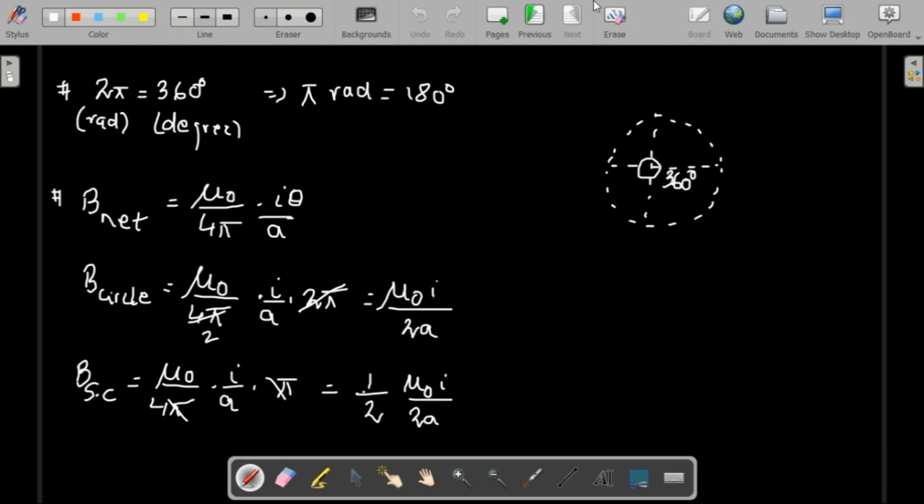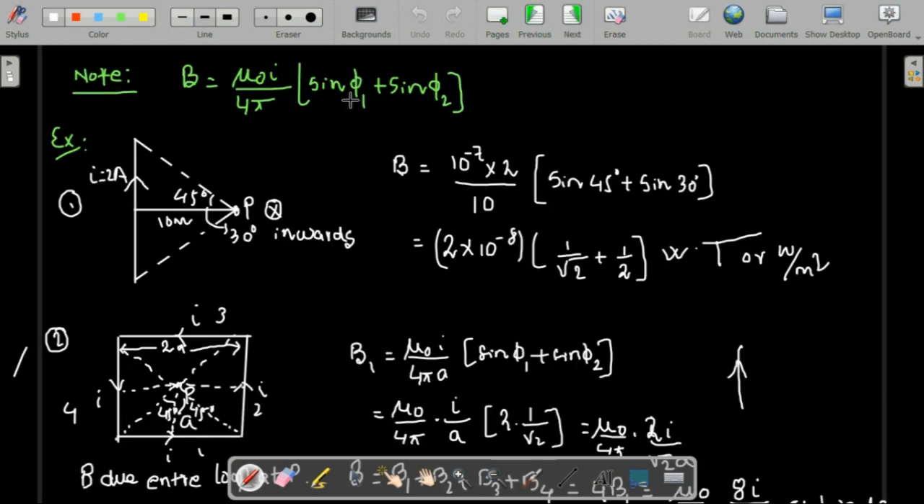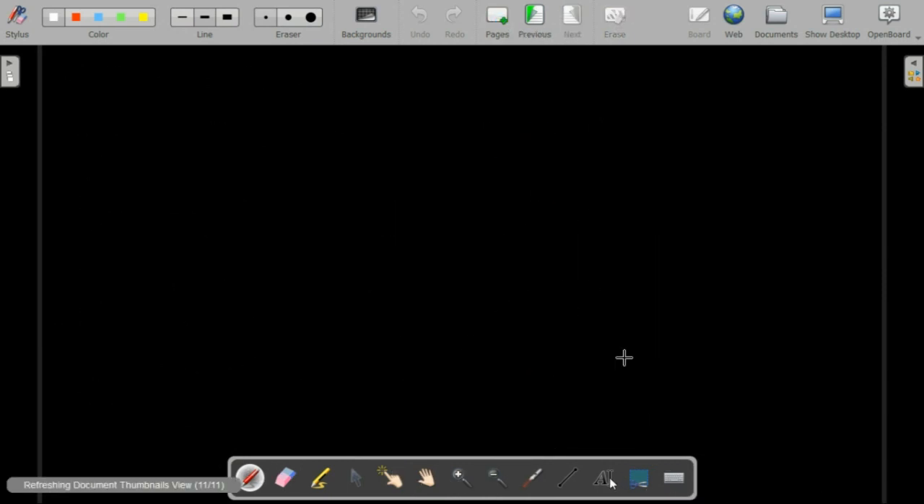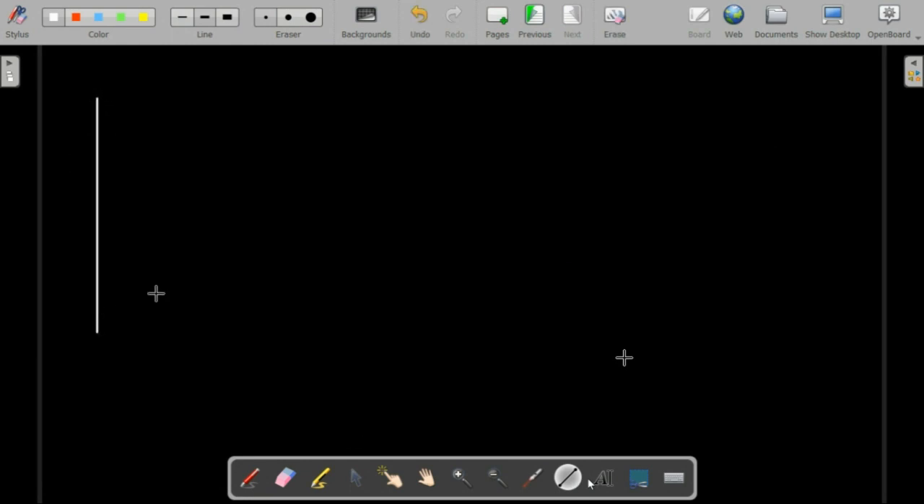One more thing that is important, let's get back to the Biot-Savart law here. We saw that this was our result: mu naught I by 4 pi into sine phi 1 plus sine phi 2. If we redraw this picture, what we have is this, and this was our point P, and we are interested in finding the magnetic field here.